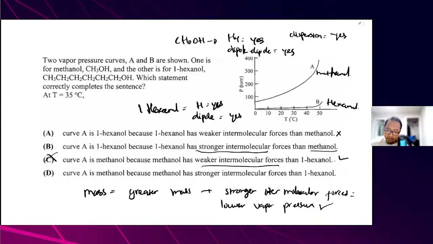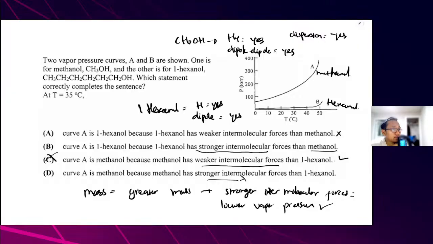Because the hexagonal should be assigned to the P curve. Okay, assign to the P curve. And then D is incorrect. Okay, A is methanol because methanol has stronger... No, this one is not correct. Is incorrect.